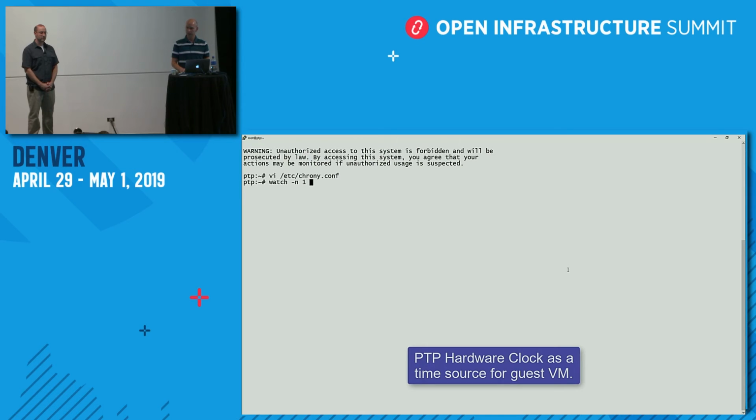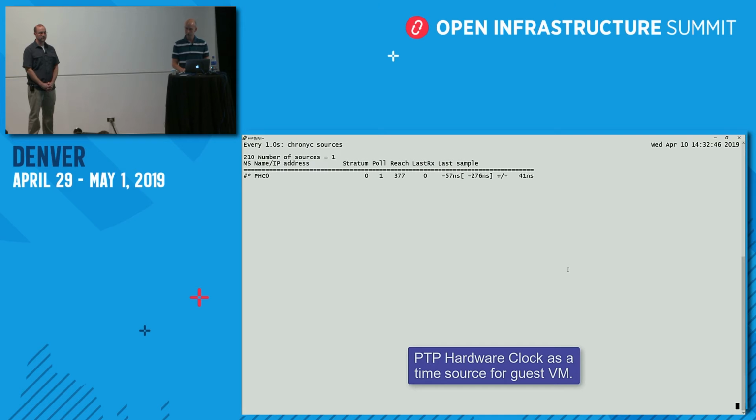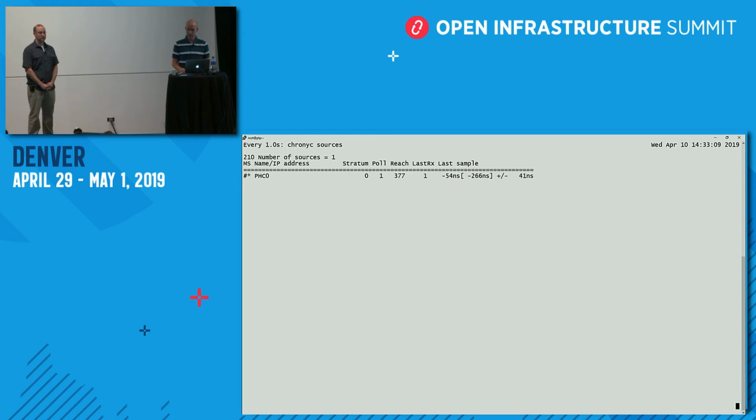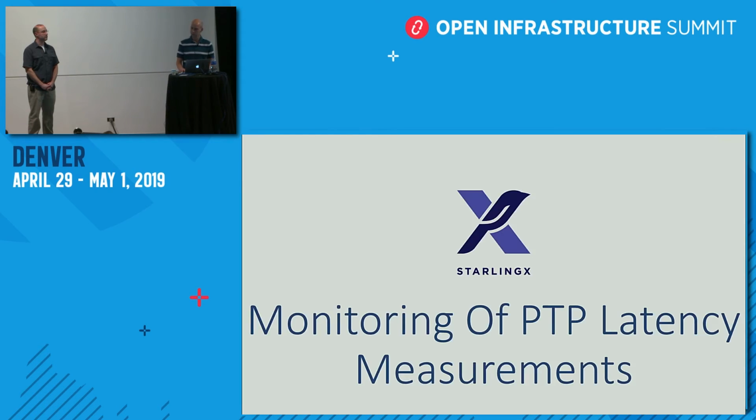And if you type the watch command for chronyc, it will show you how it actually operates. As you can see, the chrony daemon inside the virtual machine uses the PTP hardware clock. And here is the offset between the compute host and the virtual machine itself. It's about 50 nanoseconds right now, and it fluctuates. That's all pretty simple for the user to do.